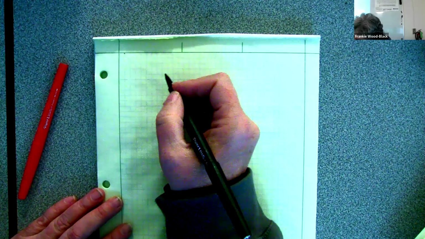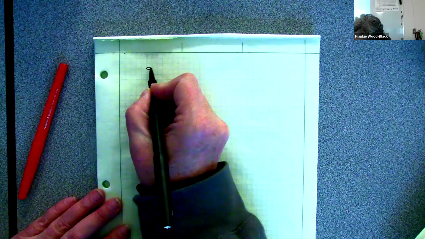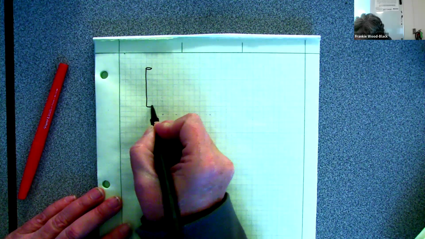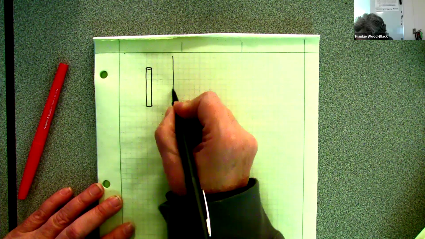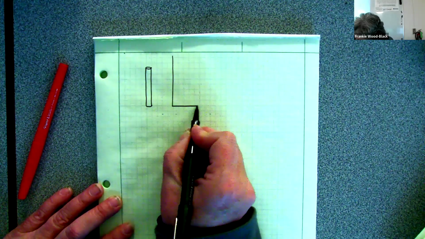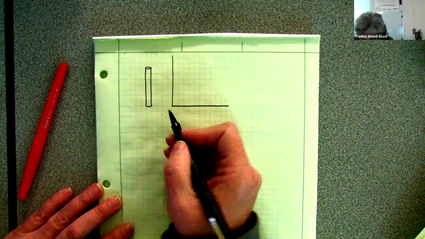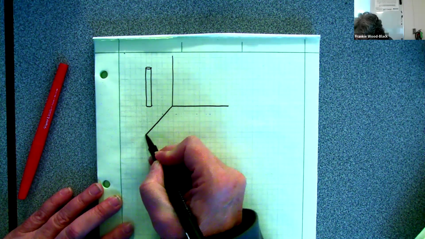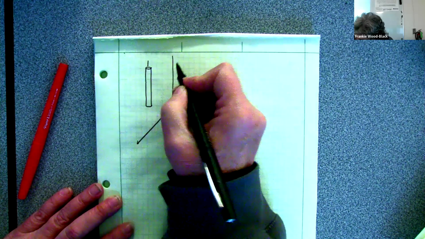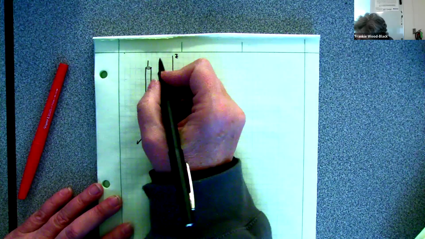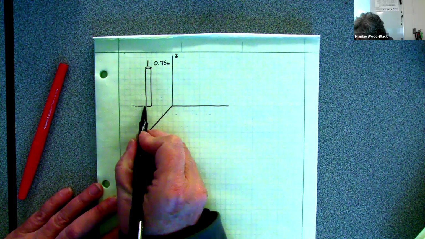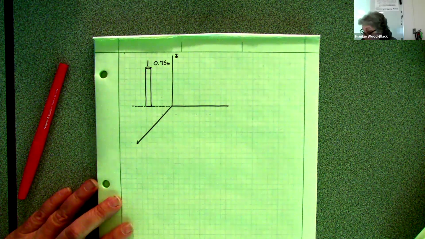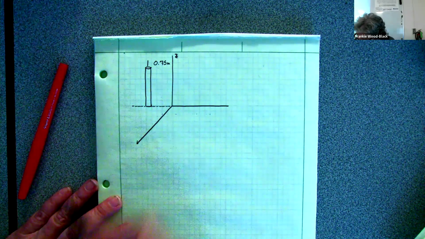So I have a post. And my post is positioned such that this distance between the Z-axis and my post is 0.75 meters. Okay, there's my post.